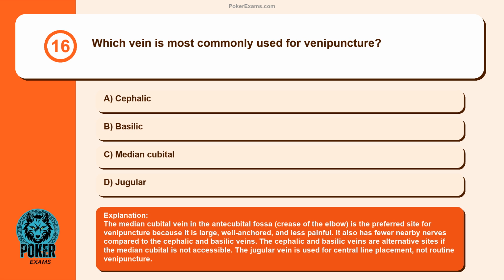The median cubital vein in the antecubital fossa, the crease of the elbow, is the preferred site for venipuncture because it is large, well-anchored, and less painful. It also has fewer nearby nerves compared to the cephalic and basilic veins. The cephalic and basilic veins are alternative sites if the median cubital is not accessible. The jugular vein is used for central line placement, not routine venipuncture.